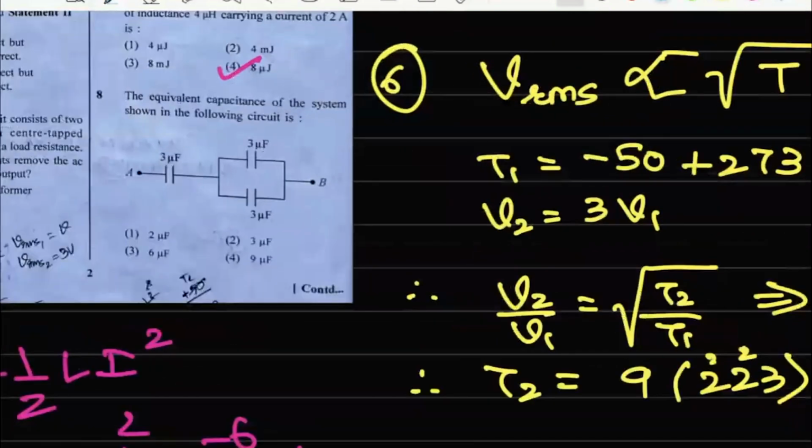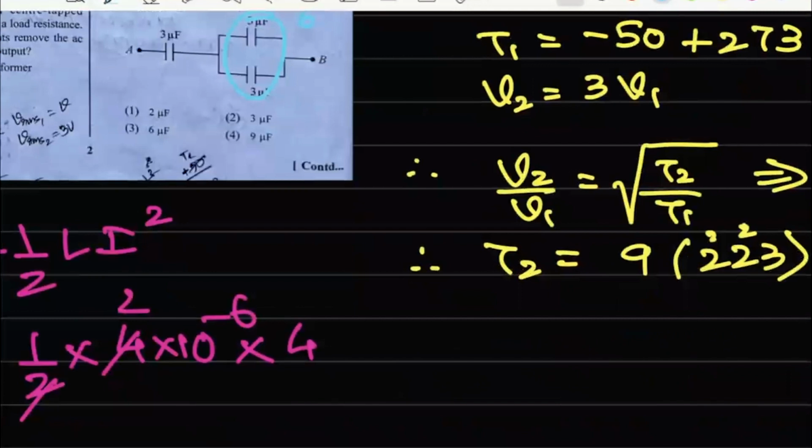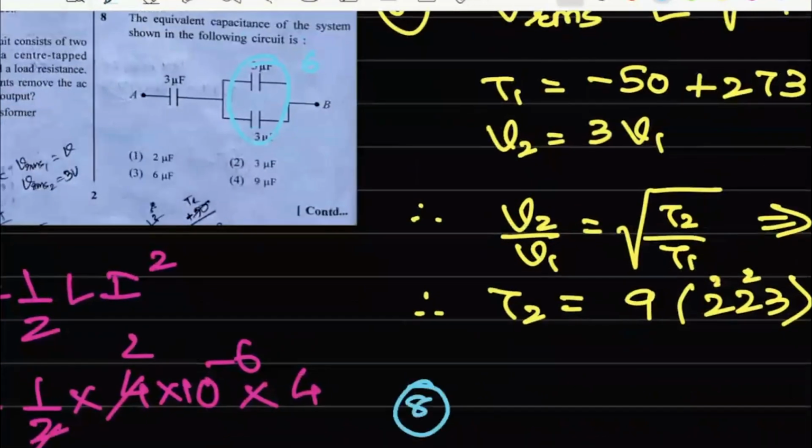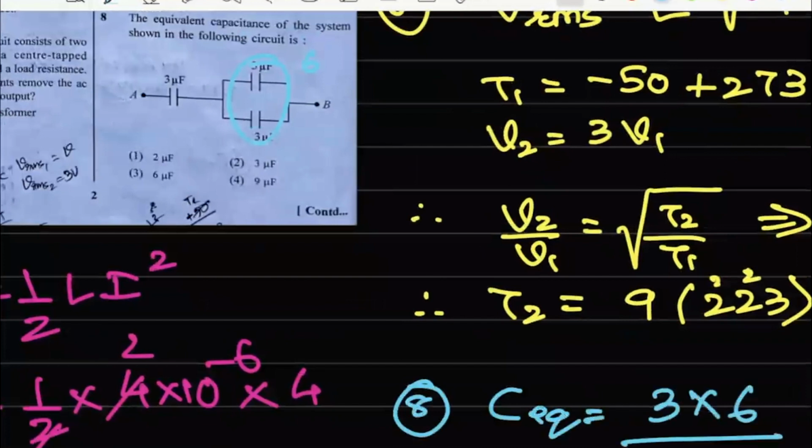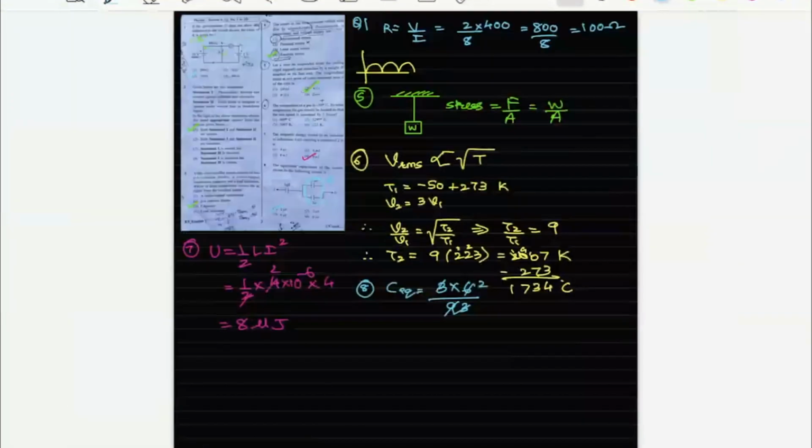Question number 8. The equivalent capacitance of the system shown in the following circuit is what? Okay. So we have 3 parallel 3 microfarad. So this is going to give me 3 plus 3, 6 microfarad. And then that 6 along with this 3 is going to give me what? The product upon sum. So I can say C equivalent, as they are in series, is 3 into 6 upon 3 plus 6, which is 9. So the answer is 2 microfarad. Okay. So that's the first page till question number 8.